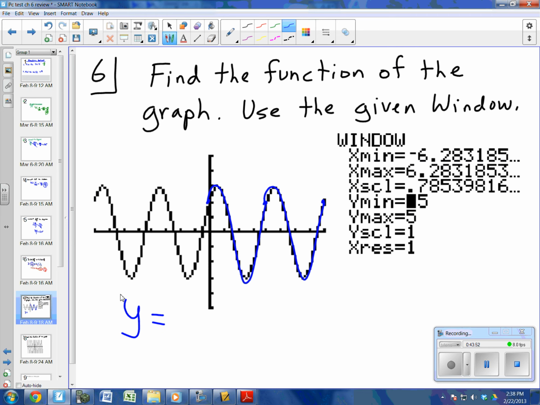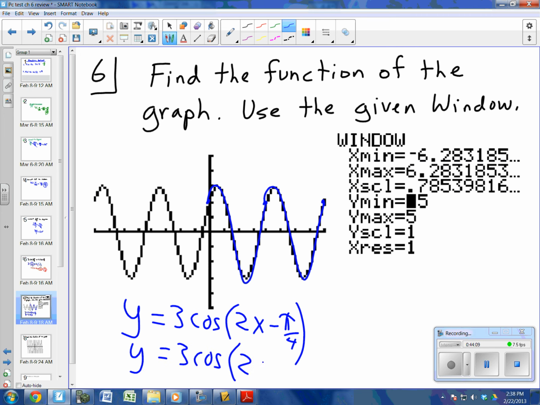Sarah and Kyle, show me what you got. They got two different answers. Y equals 3 cosine of 2x minus pi fourths. That's Sarah's, right? And y equals 3 cosine of 2x plus... Yeah, second one's sine. Sorry.